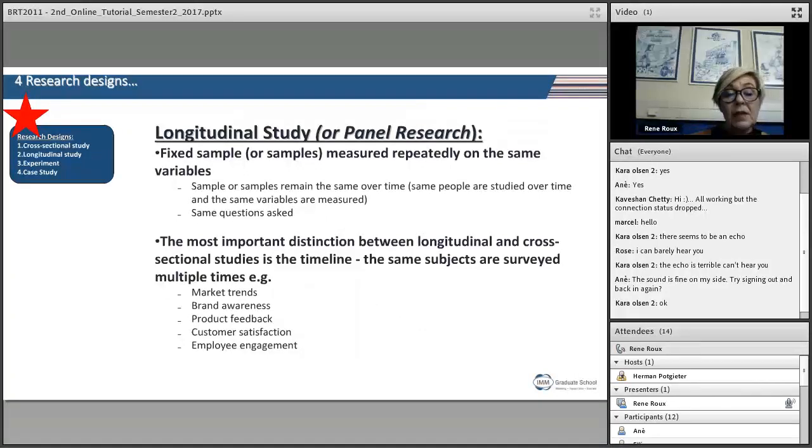The next aspect is longitudinal, or like we refer to it in the real world as panel research. So it's a fixed sample, and you measure certain variables over time. So it's the same sample. The people remain the same over time. So if you do it every month or every 6 months, it's the same people that you ask the same questions to really track if there is change.